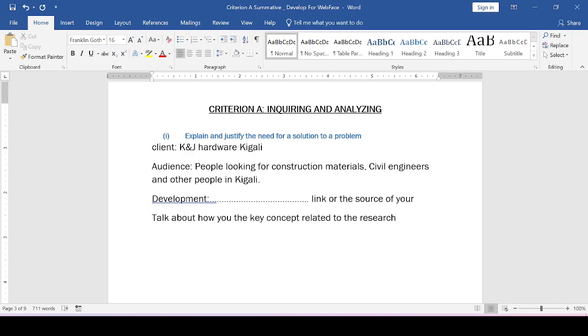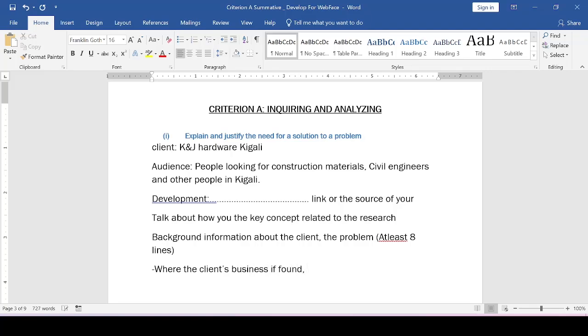Then now down here, to start the background information about the client and the problem. So this is at least 8 lines here. Okay, so what you put here is where the client's business is found.